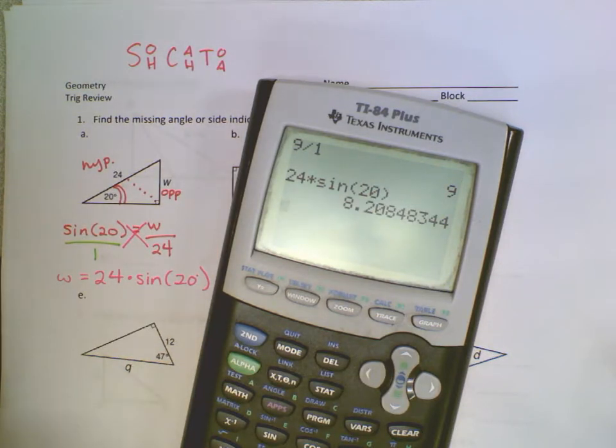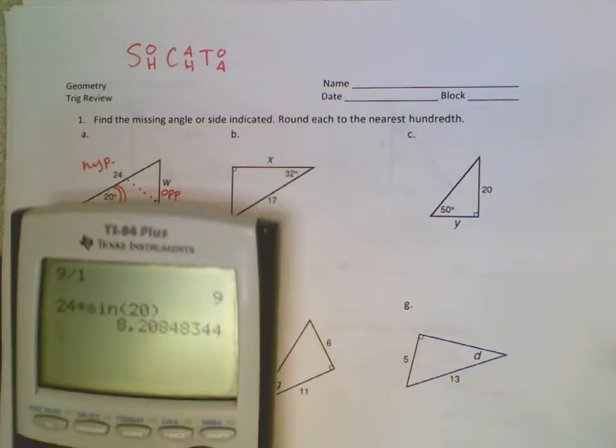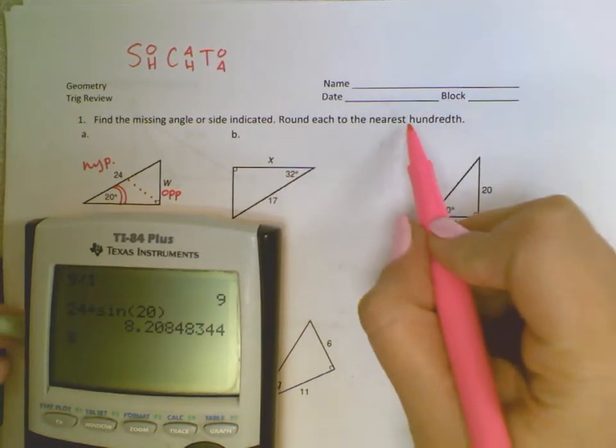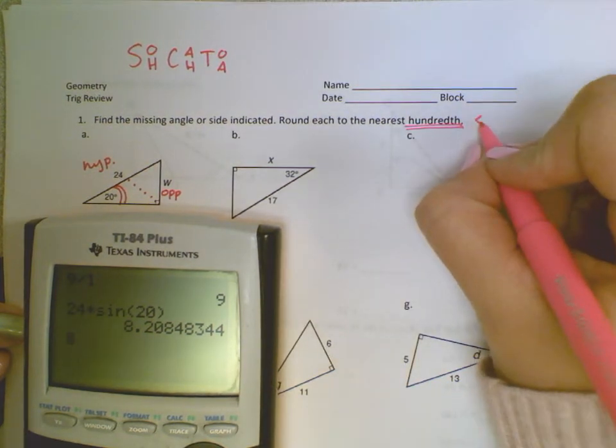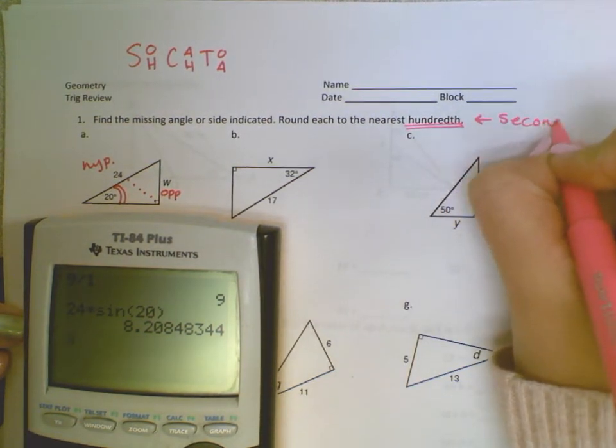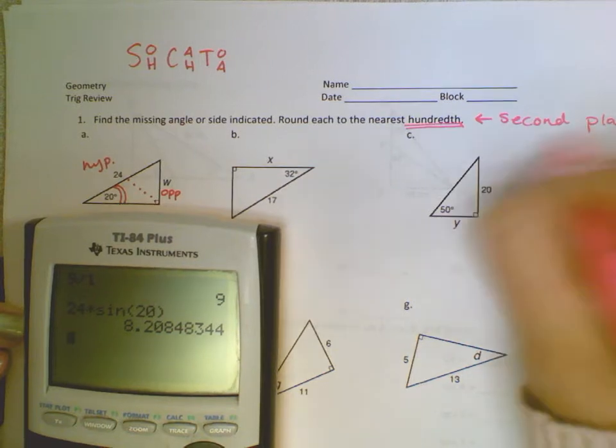And we get 8.208483444. It tells me to round to the nearest hundredth. Remember, the hundredth place is the second place after the decimal.